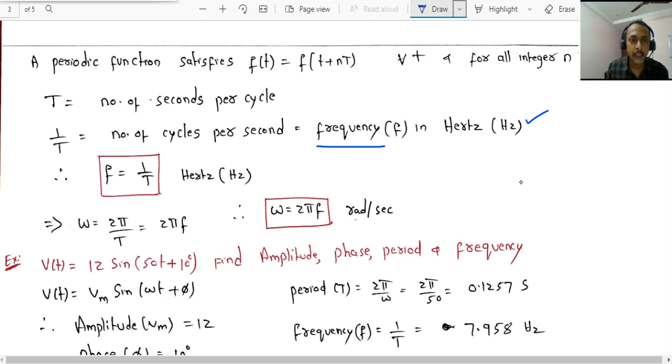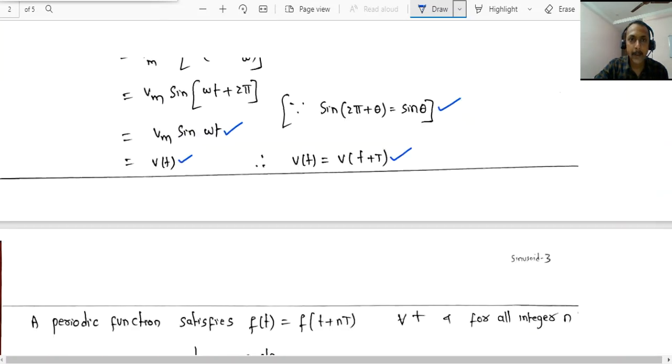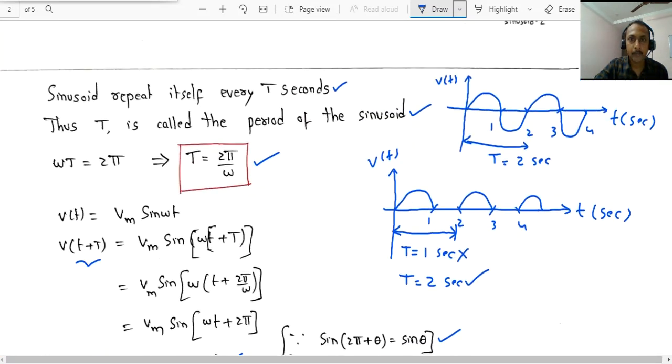Just now we have seen 1 by T equals f. So omega equals 2 pi f radians per second. So these are all the basics for a sinusoid. You have to remember the amplitude Vm, frequency f equal to 1 by T, angular frequency omega equal to 2 pi f radians per second, and phase phi.